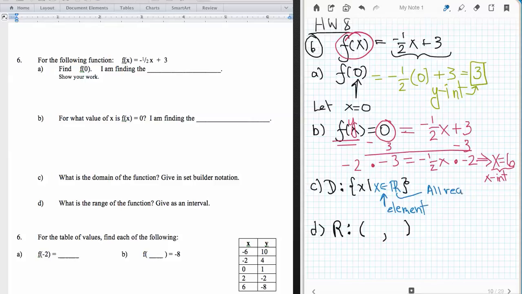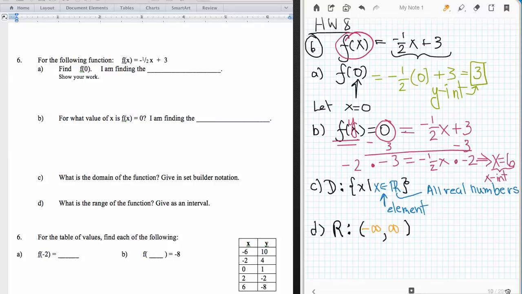So that's the notation. On my next one, I ask for the range on this problem as an interval. Interval notation looks a little bit like an ordered pair, remember, but it's not. It's saying that I have all real numbers between negative infinity and positive infinity. So that's what the range of this would look like in an interval.